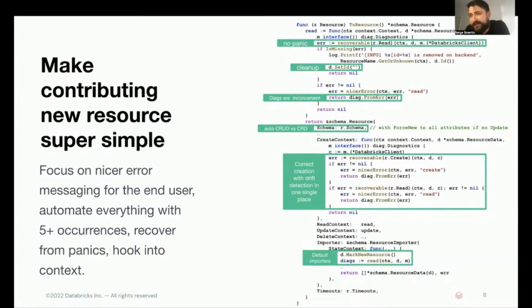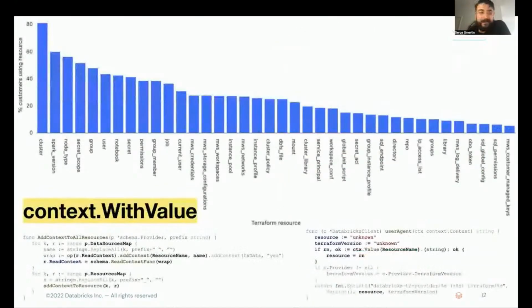For some things, we cannot really import into Terraform state, so we disable importer. That's essentially how we work with common resources. Another interesting use of the modern Golang ecosystem is context with value. We use it to augment our user agent string for the provider that calls our APIs and provide in the resource name that is actually used.